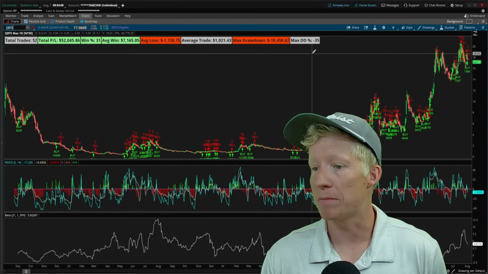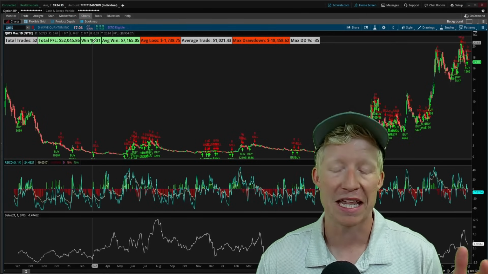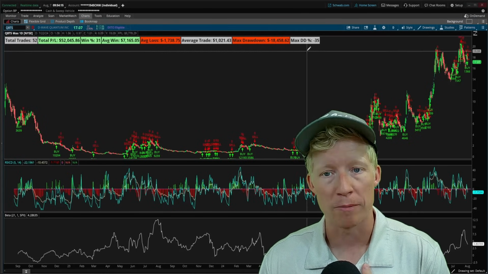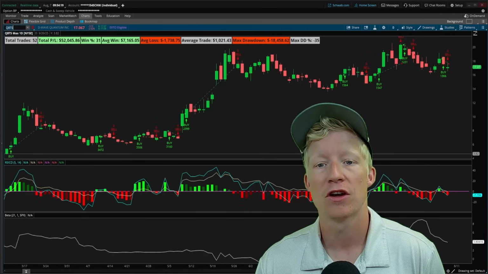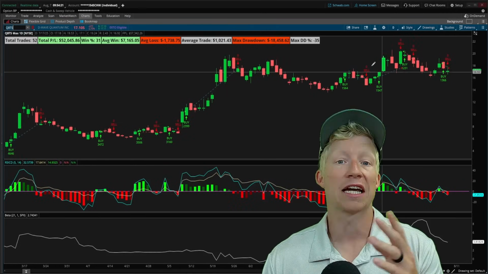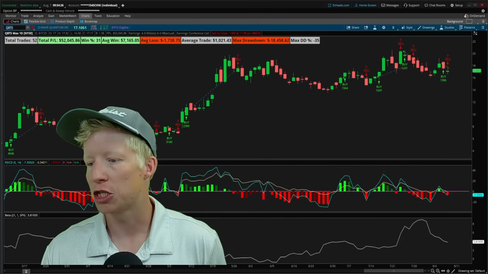Loading in QBTS, we can immediately see the strategy looks much better. Up 52 grand, that's all fine and dandy. What I'm really worried about is lowering this max drawdown number. A max drawdown of 35%. Still not like lighting the world on fire with a max drawdown that high, but obviously much better.